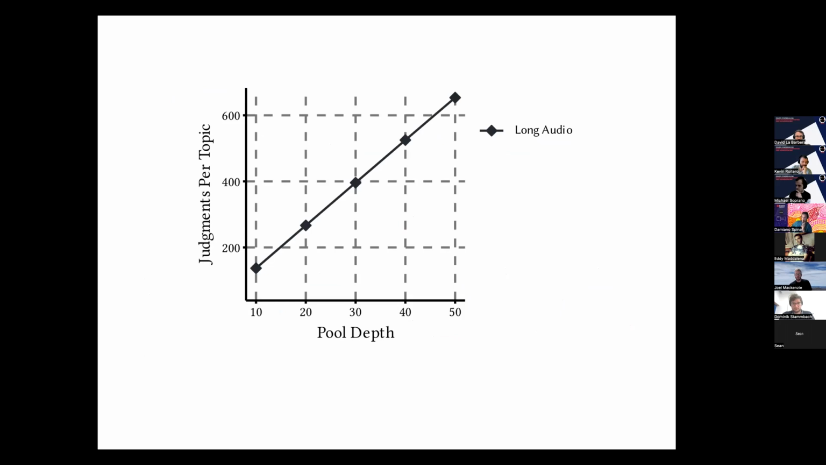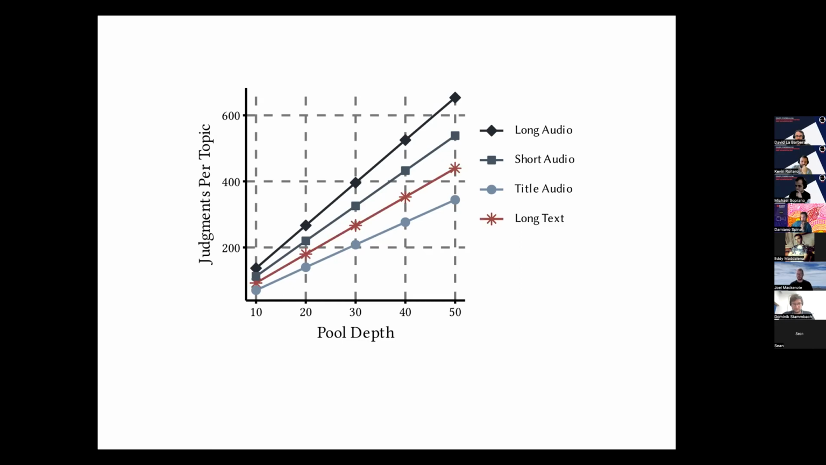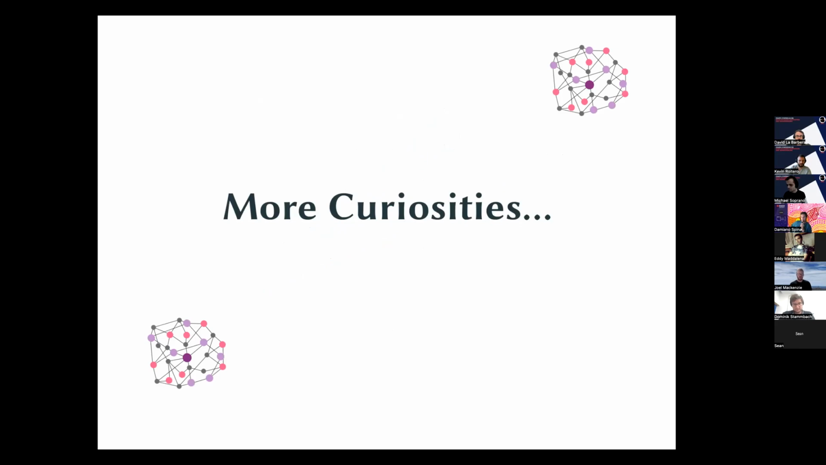So long audio gives you the most diversity, then short audio, and then title audio. So again, kind of as you'd expect, the shorter ones give you less diversity, so therefore you surface fewer unique documents and you'd have to judge less. But interestingly, the text samples that we showed to crowd workers were even quite a lot less diverse. And they came in a lot lower than the audio. So this was pretty interesting, and we learned a fair bit about this.